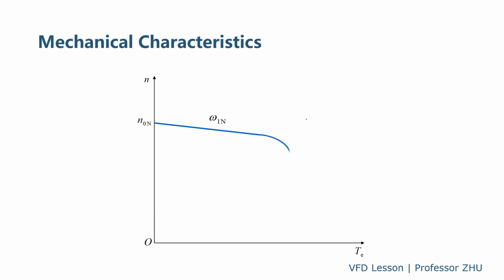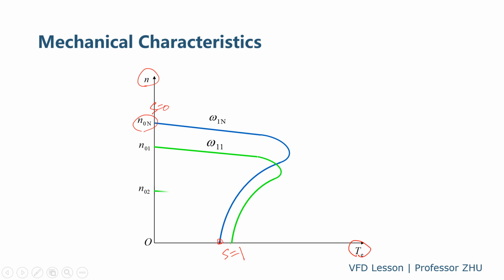So here is the mechanical characteristic of the induction motor. Here is the torque, and here is the speed of the motor. This is the synchronous speed, which means slip 0. Here, the motor is at standstill, and slip is maximum, which is 1. At the rated frequency, the curve is like this. When you reduce the frequency, the synchronous speed reduces accordingly, and the whole curve moves down.